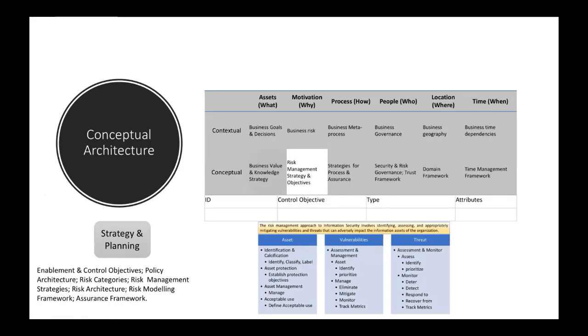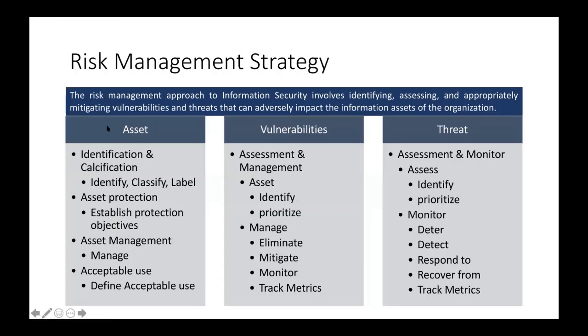This is where you will build the risk management strategy, the risk management approach to information security. So you identify: identification and classification. Identify, classify, label. This is the asset. So this is where you have to have a strategy.